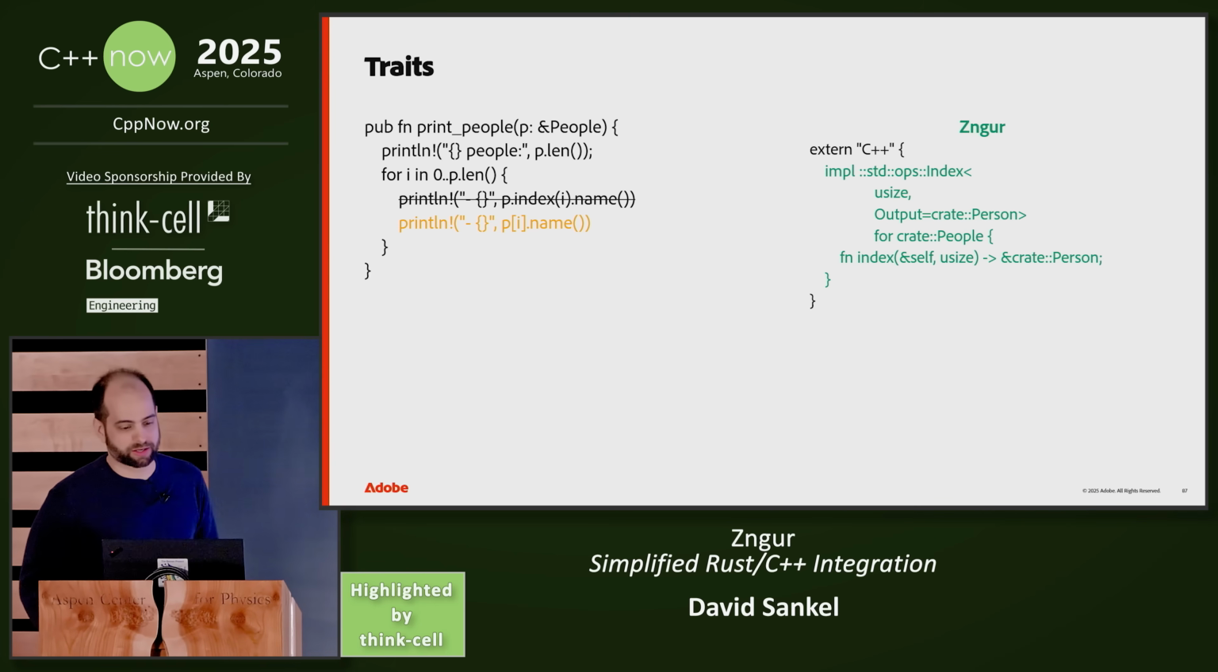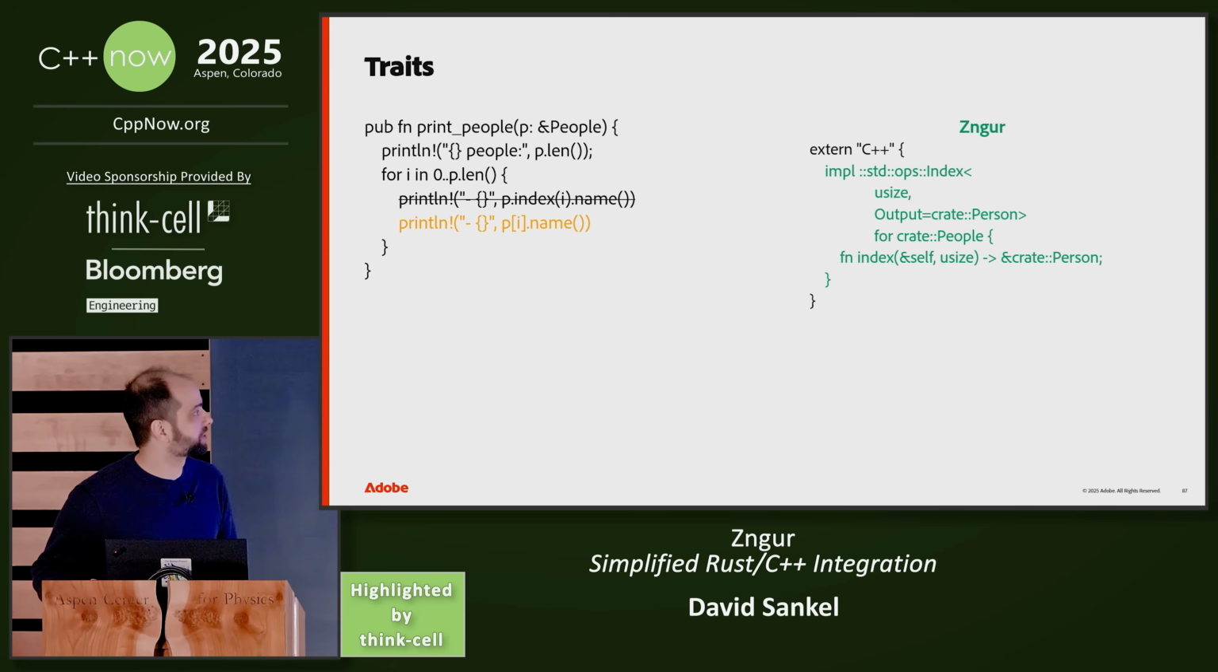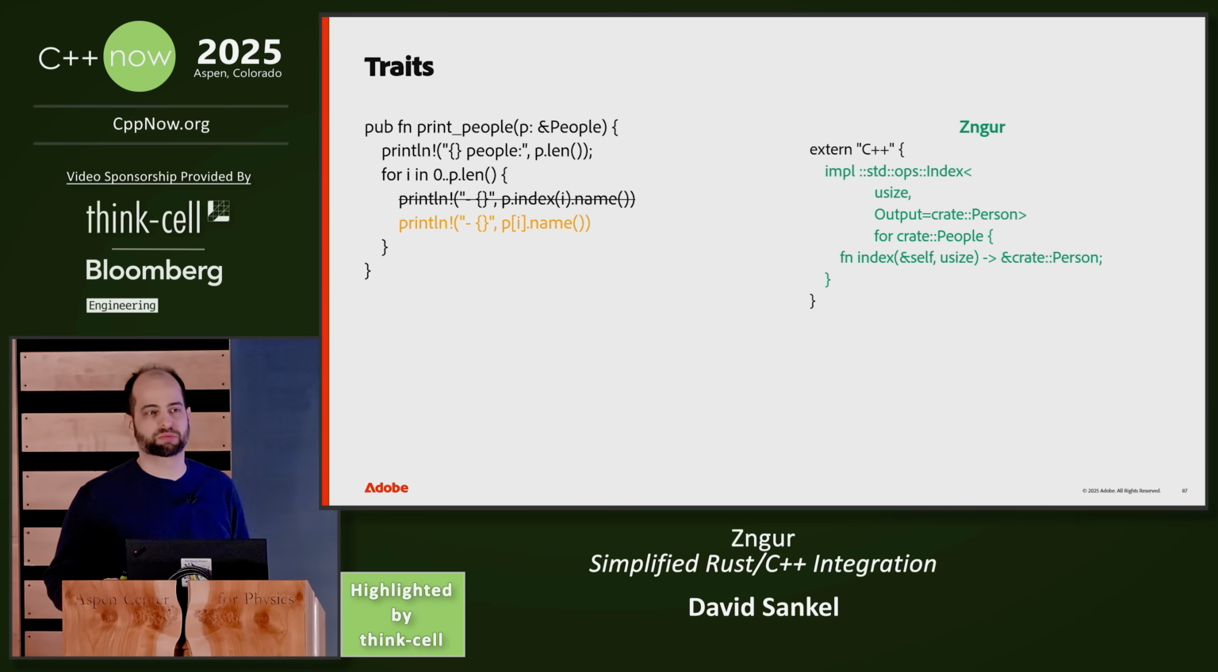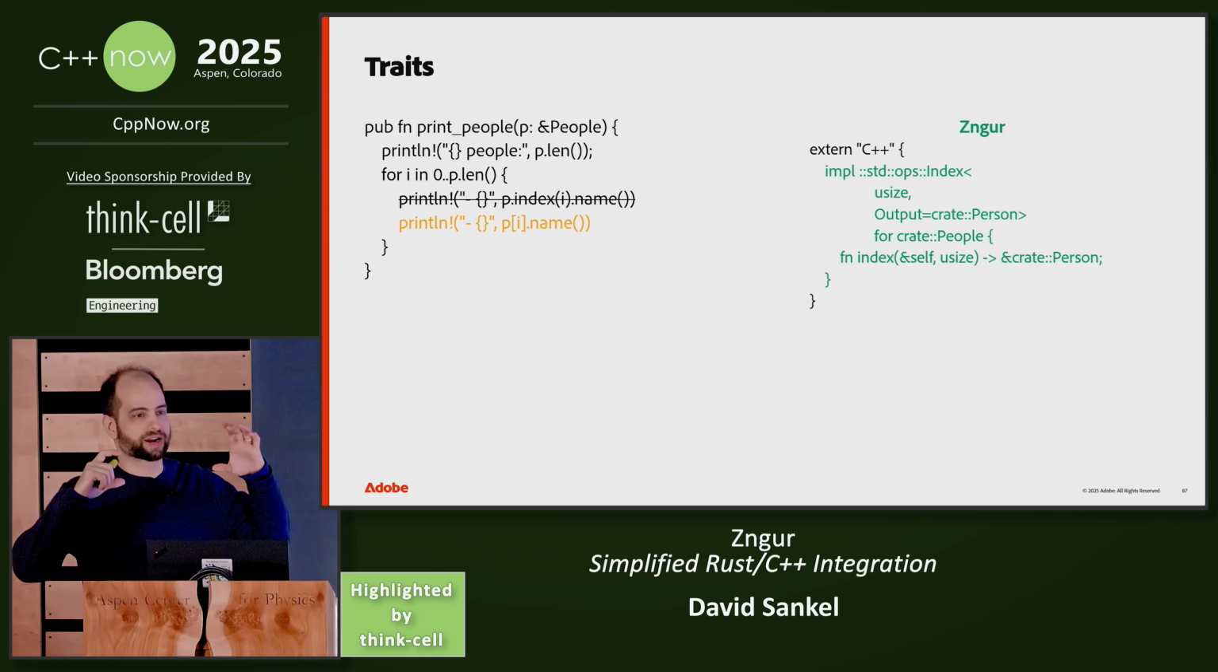So now on the left-hand side here, we're just seeing that the print people function can now use the index operation because we've implemented that trait. So we have the square brackets.